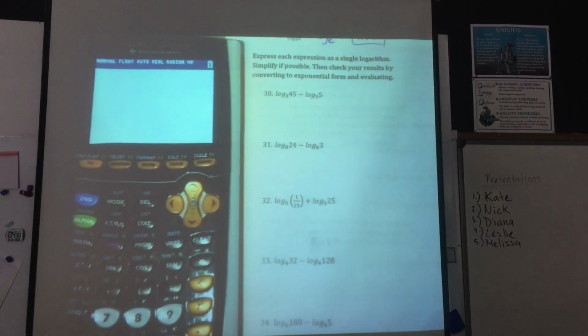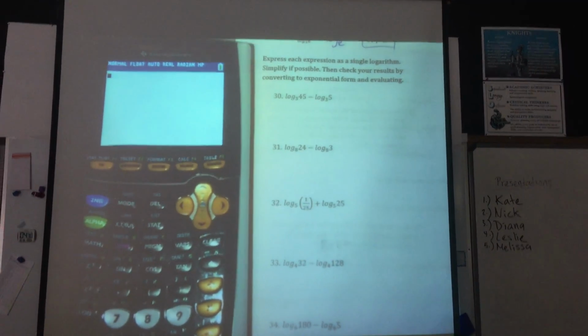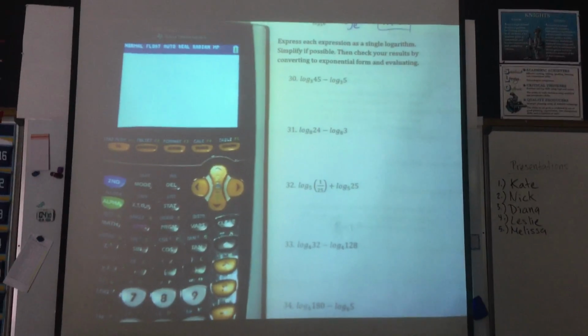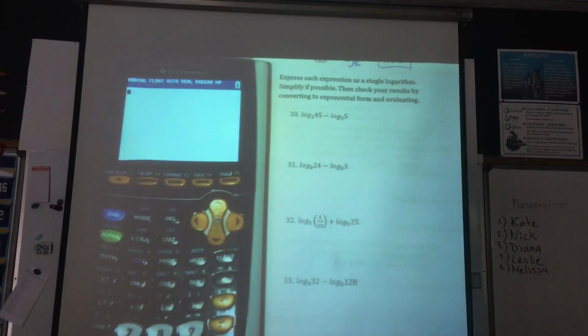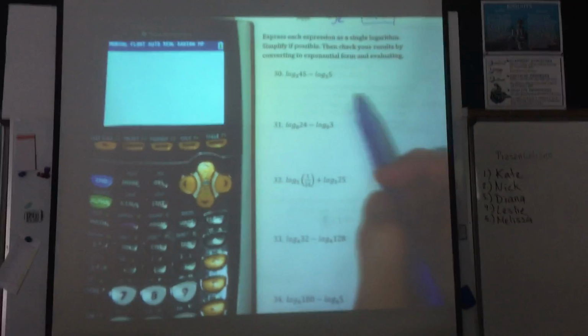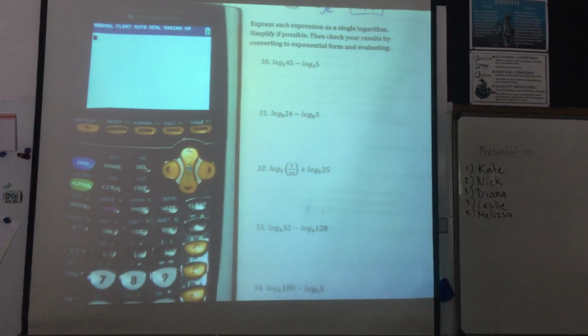Okay, let's continue with 30 through 43. In these, what we want to do is express each expression as a single logarithm, simplify if possible, then check your results by converting to exponential form and evaluating. I don't think I'm going to do the check for all of them. I'm just going to show you guys how to do the check in a couple of them to see if it actually is correct. So let's start with number 30.